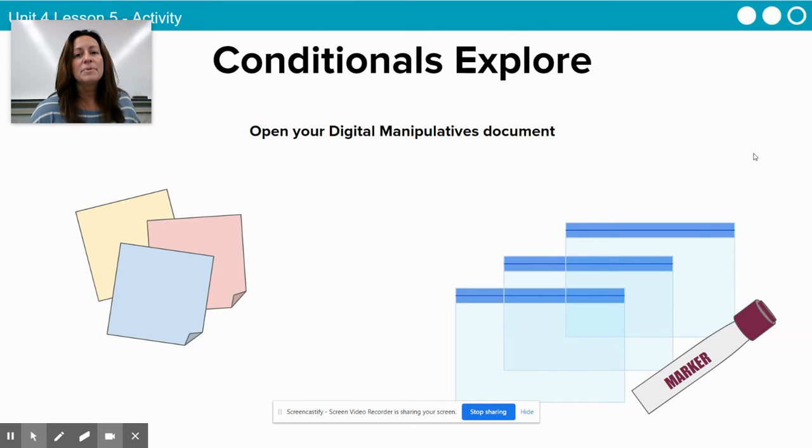You also have a copy of the digital manipulatives document to open if you'd like to follow along and try some of these exercises. You'll be able to do so with those manipulatives.